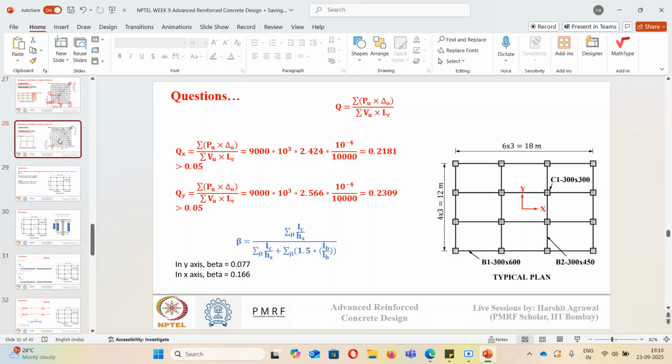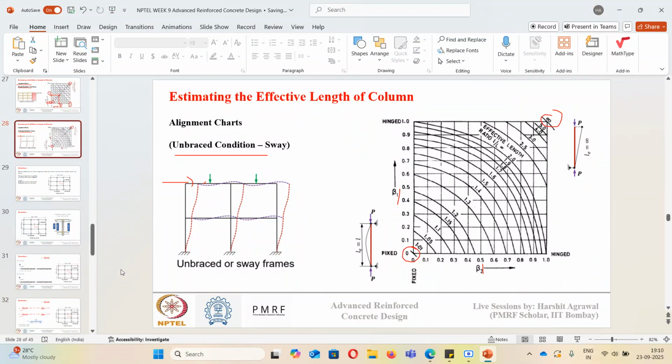Okay, so from this, for 0.077, you can see it will be very close here, between 1.1 and 1.05. So from this you can calculate the value of k. It will be around 1.03. So k will be 1.03.